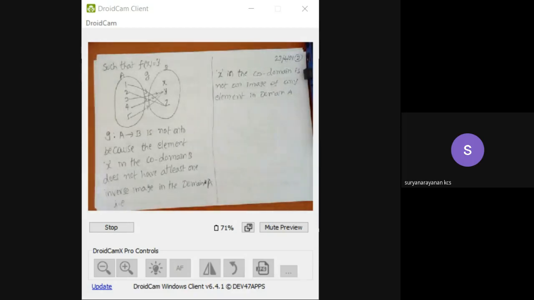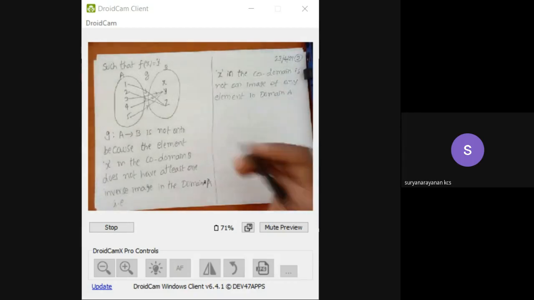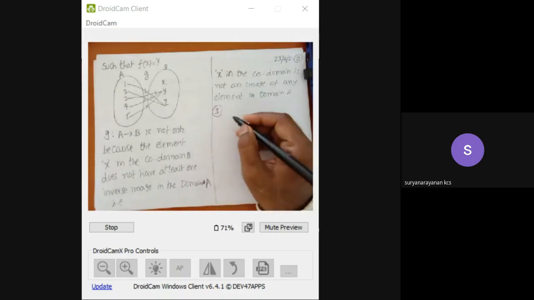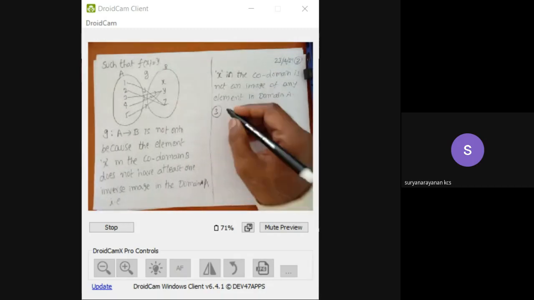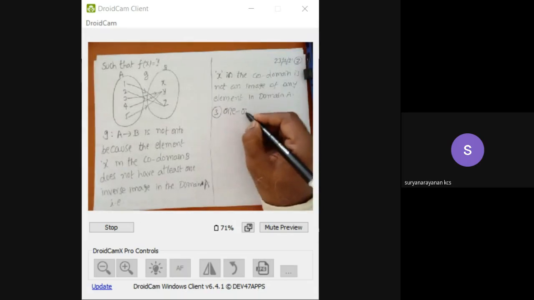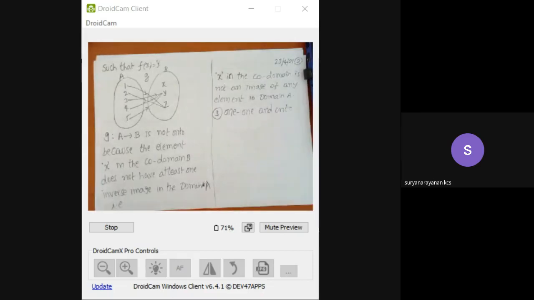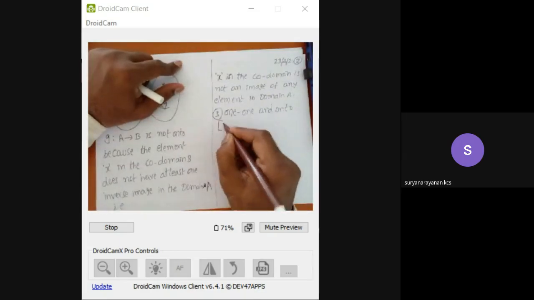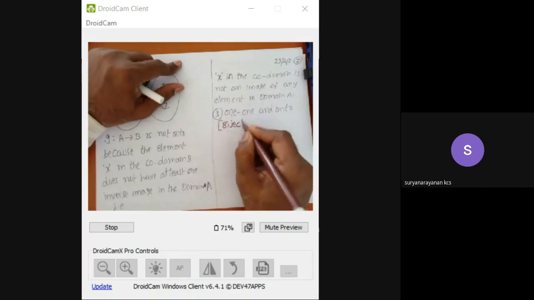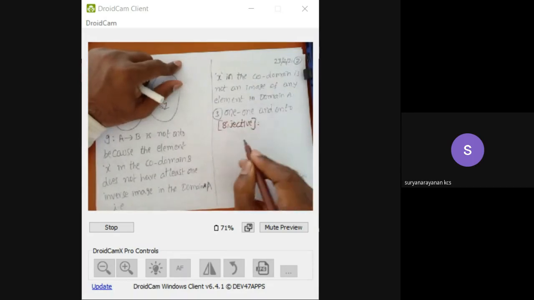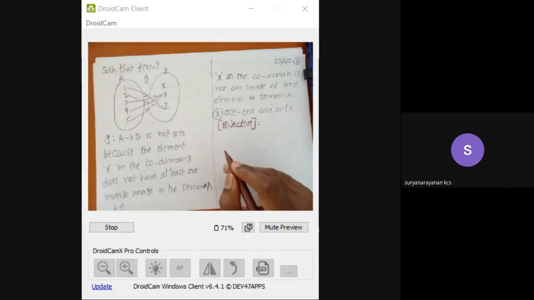Okay, my dear children. Now come to one-one and onto, the third type of function. The next type of function is one-one and onto. This is also called bijective function.